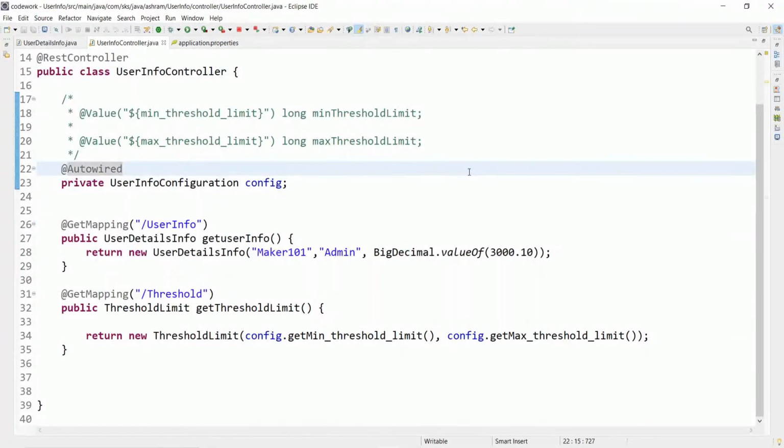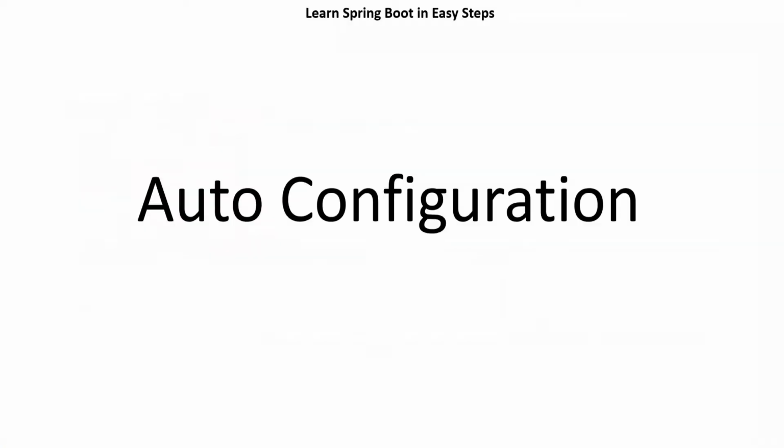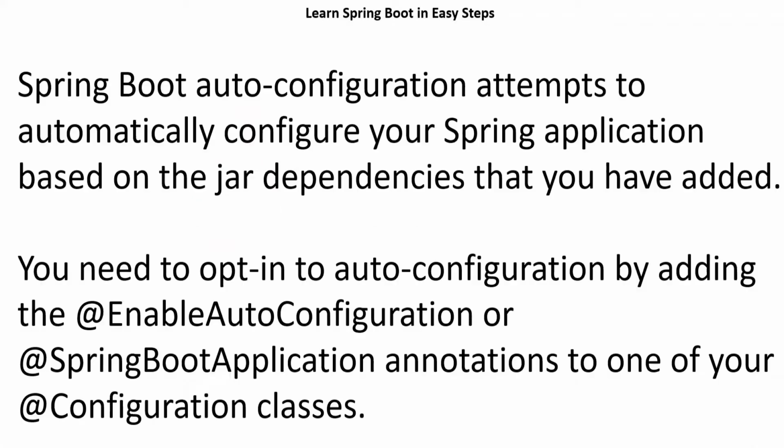Hello friends, welcome back. In this session we are going to see the auto configuration and the dispatcher servlet. First we need to understand what auto configuration is in Spring Boot. In Spring Boot, auto configuration tries to automatically configure your Spring application based on the jar dependencies that you have added, right?